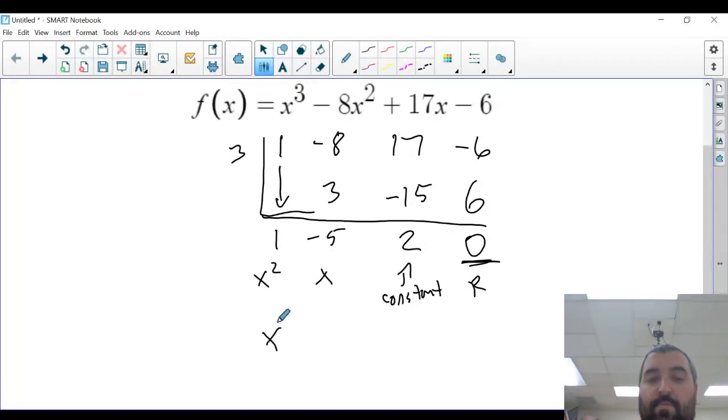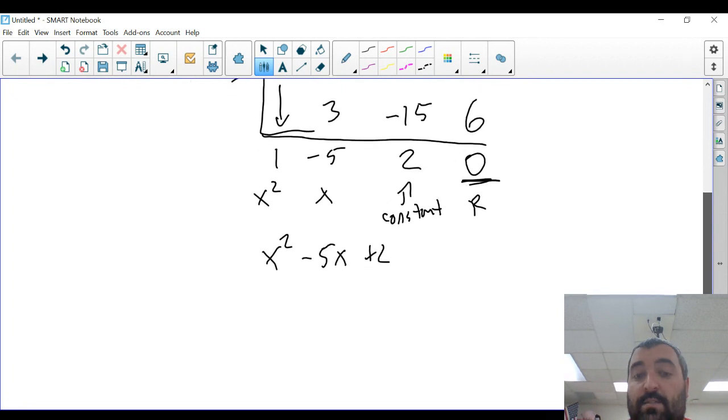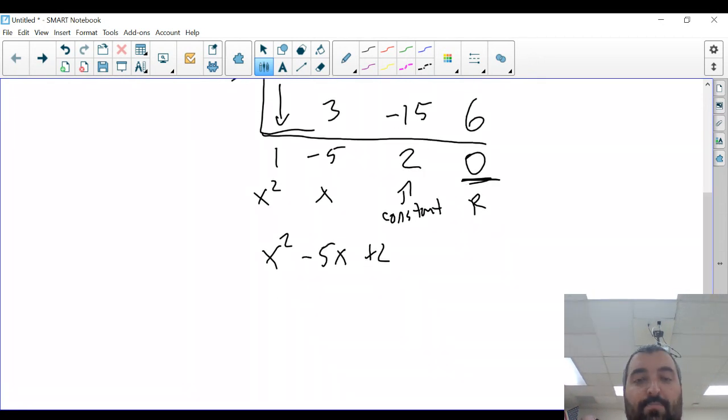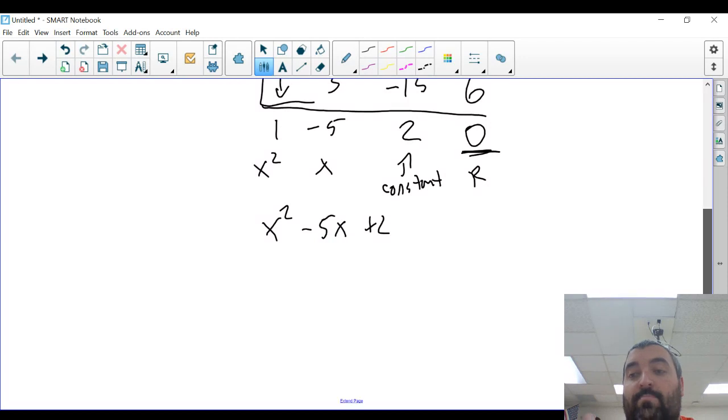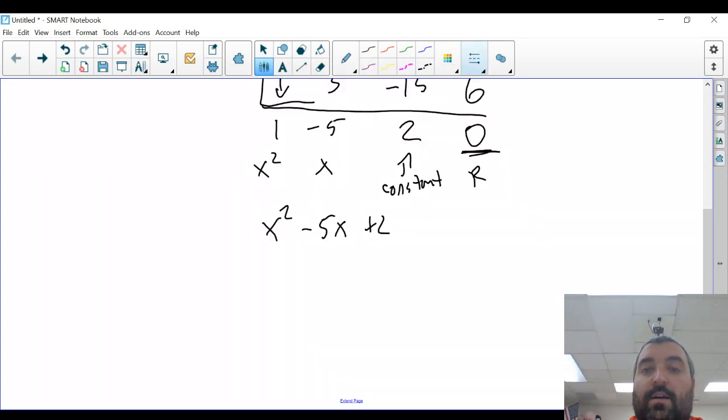So let's go ahead and write what we have: 1x squared minus 5x plus 2, and the remainder 0 we don't care about. Now, since we're at a quadratic, we have a lot of different options in terms of solving. The easiest way is to think about factoring, but to multiply to give us 2 and add to give us -5, there's not a lot of options for multiplying to 2, and none of those options add to -5. So when you see that, you should realize you can't factor. So let's go into the quadratic formula.